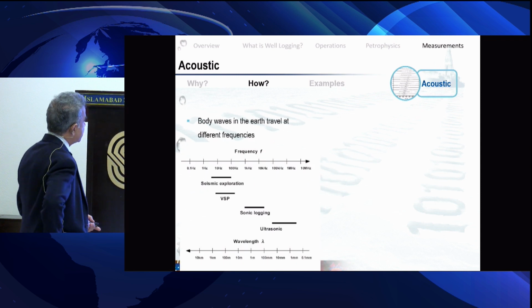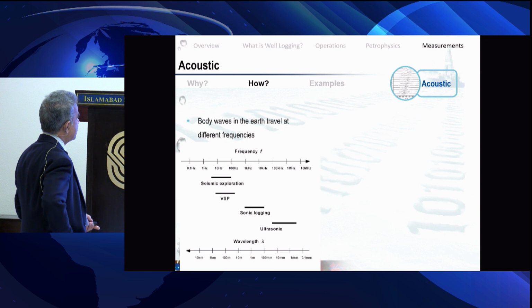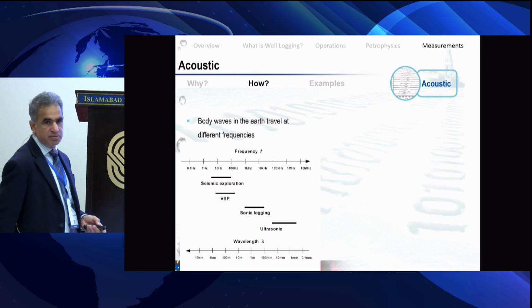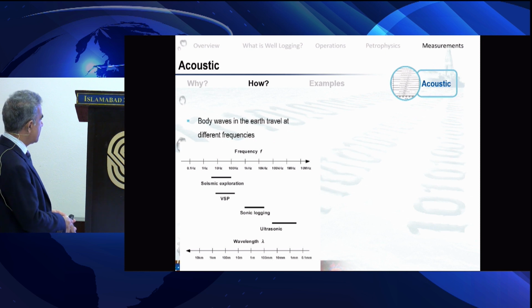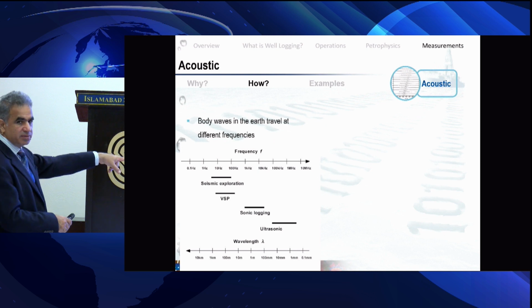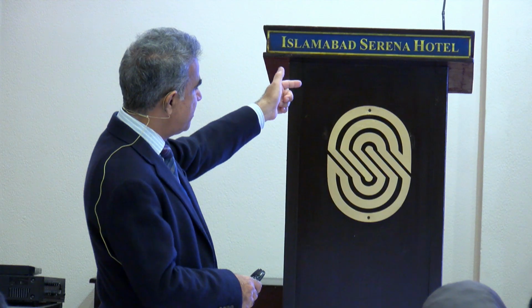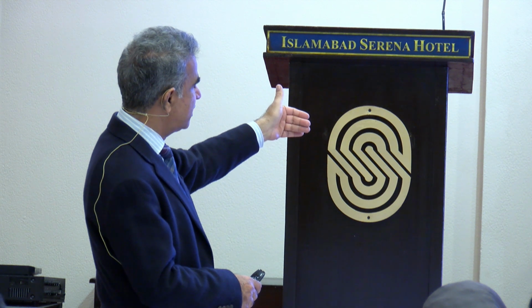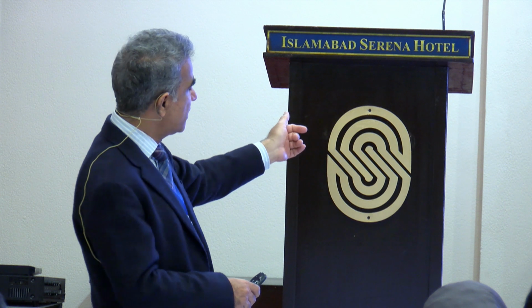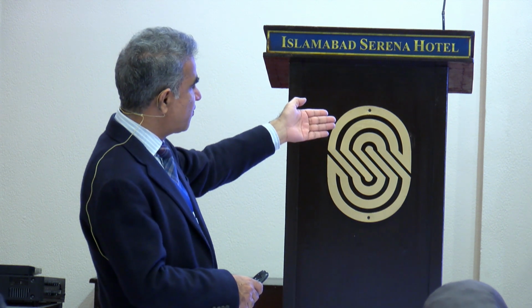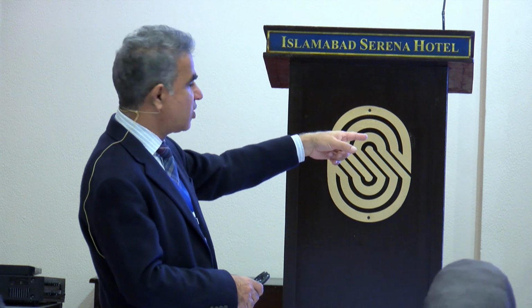So there are certain body waves in the earth that travel at different frequencies. The frequency is very important in these sonic waves. Along the axis we have different frequencies and then wavelengths. At different frequencies, there are different wavelengths. There is seismic, VSP, borehole seismic, surface seismic 2D, 3D, and then sonic logging, each with different frequency and wavelength, and ultrasonic at a different frequency and wavelength.